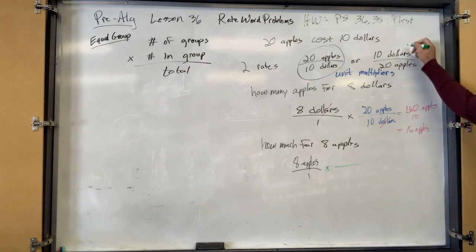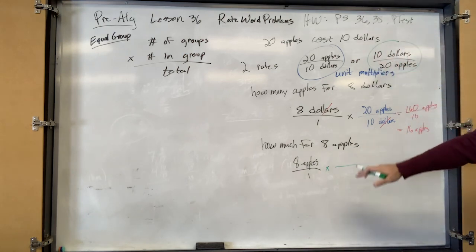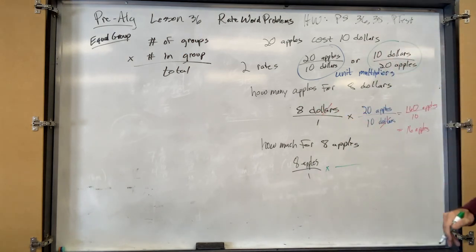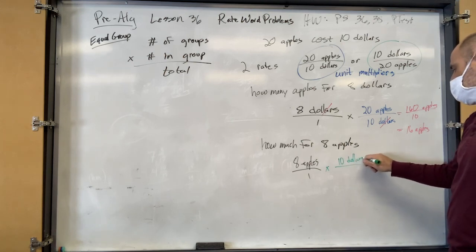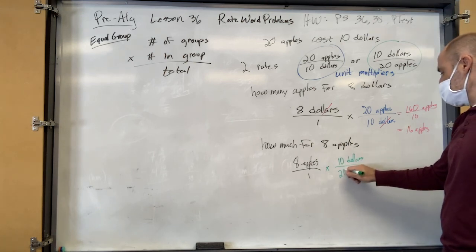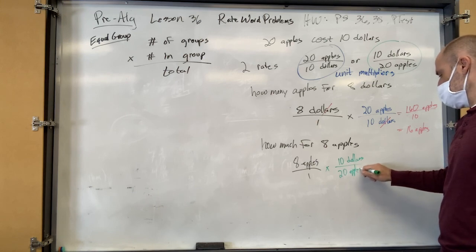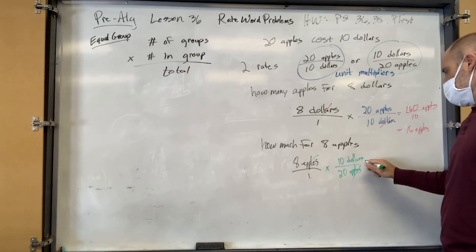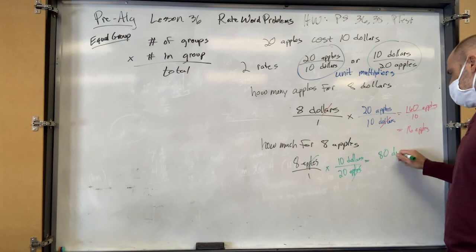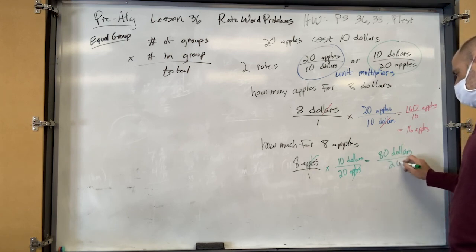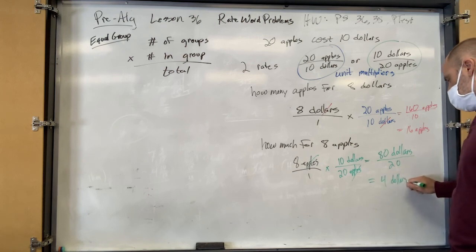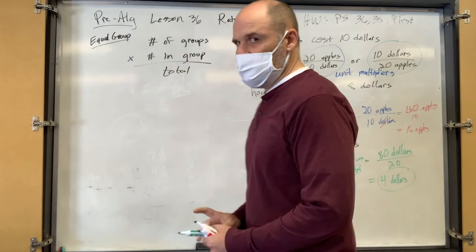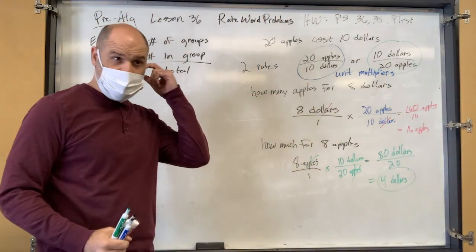Yeah, because see how the apples on the bottom will cancel the apples on the top of the first fraction. So $10 over 20 apples. The apples cancel. And you're left with $80 over the number 20. So what's 80 divided by 20? 4. So you get $4. So you can use unit multipliers like that if you wanted to. You don't have to.